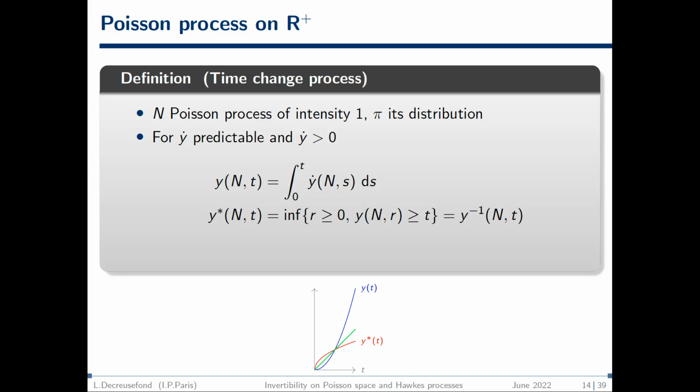So what is it? If you have a curve like y of t here, in green you have the first bisector, and y star of t is the symmetric of the blue curve with respect to the first bisector. Okay, so what are we doing with that? The first remark is that y star of N and t is a stopping time with respect to the filtration generated by N. And this is mathematically very important.